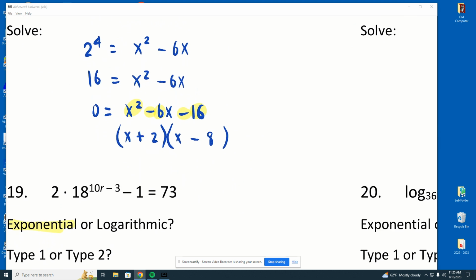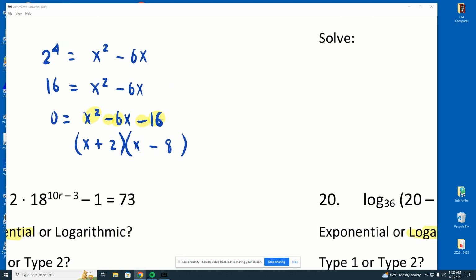So if I take those now, and I'm just going to scroll up here to the top, if I take x plus 2 and set it equal to 0 and solve that, it's going to give me a negative 2. And if I take the x minus 8, set it equal to 0 and solve, it's going to give me a positive 8. So negative 2 and positive 8.